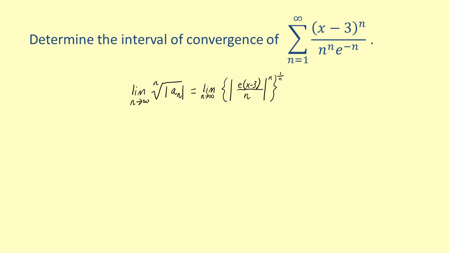The powers of n cancel, and we have the absolute value of e times x minus 3 times the limit as n approaches infinity of 1 over n. Taking the limit yields 0 for all x. Therefore, the original power series converges for all x.